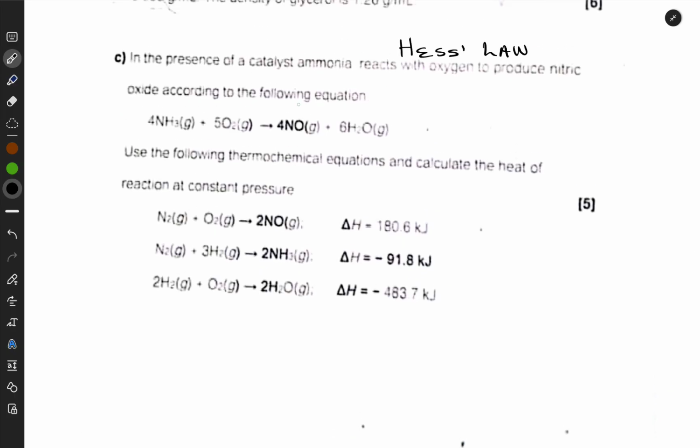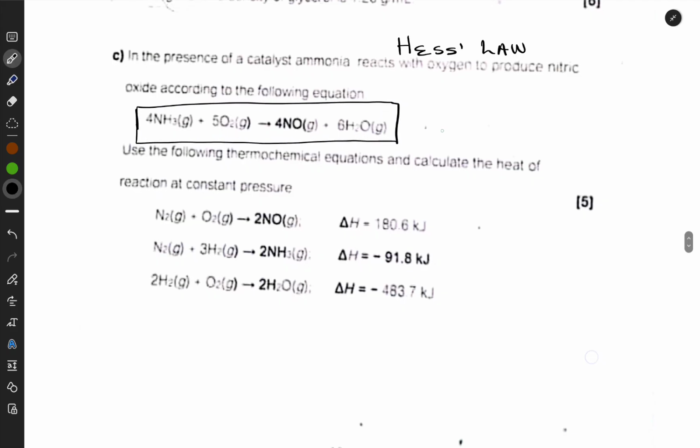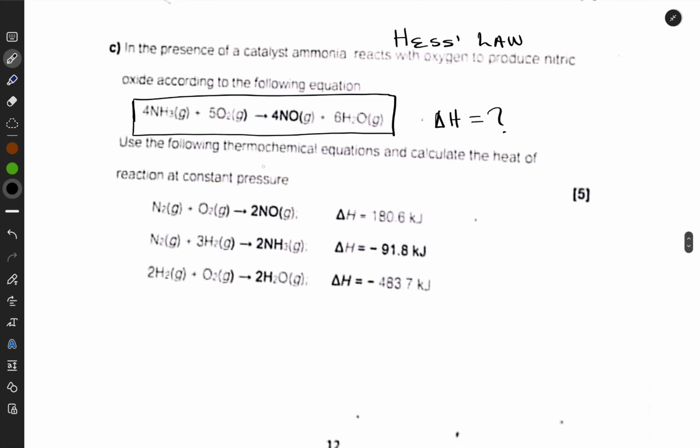In the presence of a catalyst, ammonia reacts with oxygen to produce NO and water according to the following equation. So here we have been given the equation, okay, and we don't know the delta H. Use the following thermochemical equations. Remember, here we have our thermochemical equations because they'll give us the balanced reaction and the delta H to calculate the heat of reaction at constant pressure. So what you should know is that this delta H is always calculated at some given value, okay? We will be knowing the pressure. So yeah, that's why they've talked about constant pressure. Don't let that confuse you.